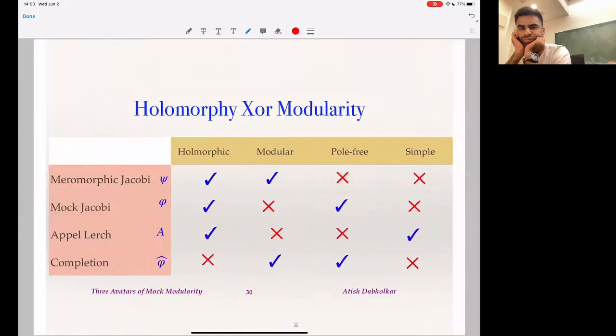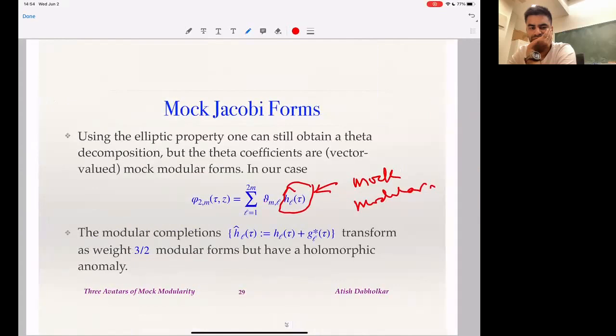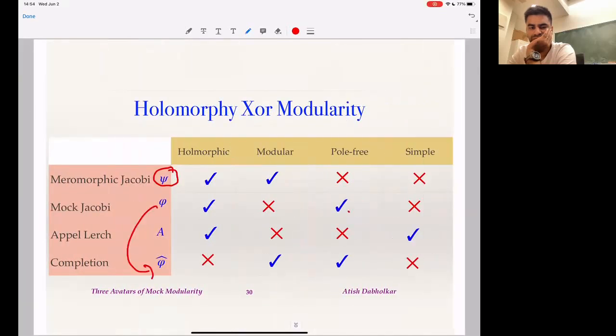So once again, you have this XOR property. A meromorphic Jacobi form, which was counting our total degeneracies, including single-centered and multi-centered, was holomorphic and modular, but it had poles and it was not simple. The mock Jacobi form is holomorphic, it was pole-free, but it was not modular and it was not simple. The Appel-Lerch sum was simple in that you could just construct it from 1 upon z square and its images. It was holomorphic, but it was not modular and it was not pole-free. And you can now define the completion of this object by taking the completion of H. If you just take the H hat here, then you will get a completion. And that completion will be modular and pole-free, but it will not be holomorphic, and it's definitely not simple.